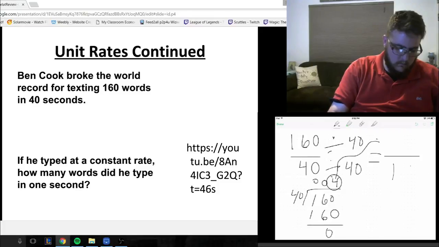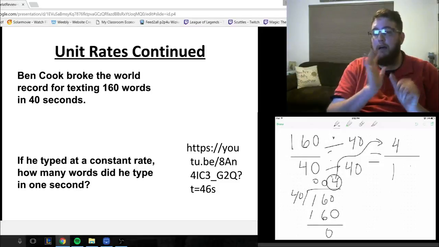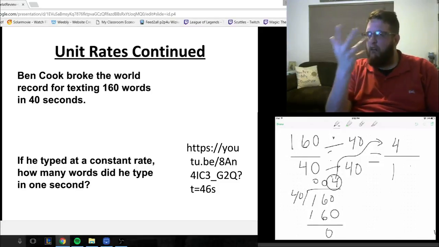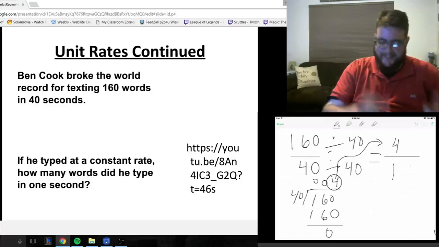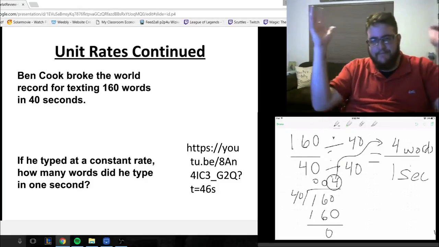Now we've got 4 something for each something. So we've got to think back to our word problem, and if you recall, it's 4 words per second. The thing they were looking for was words in 1 second. 4 words in 1 second. So Ben Cook can type 4 words in 1 second.